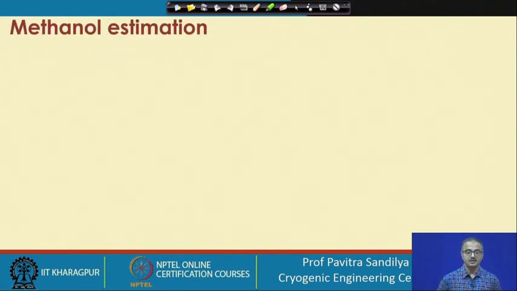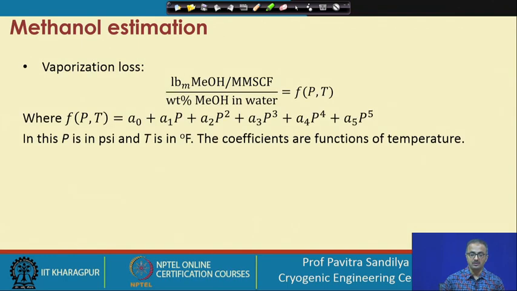Now, similarly, we can also estimate the methanol, and this is the equation which has been given to estimate the amount of methanol per unit volumetric flow rate of the gas, and this is the weight percentage of the methanol in water. With this particular equation is used. In this equation we have this function of pressure and temperature, and this is given by this particular equation. In this equation we find that this depends both on pressure and temperature.